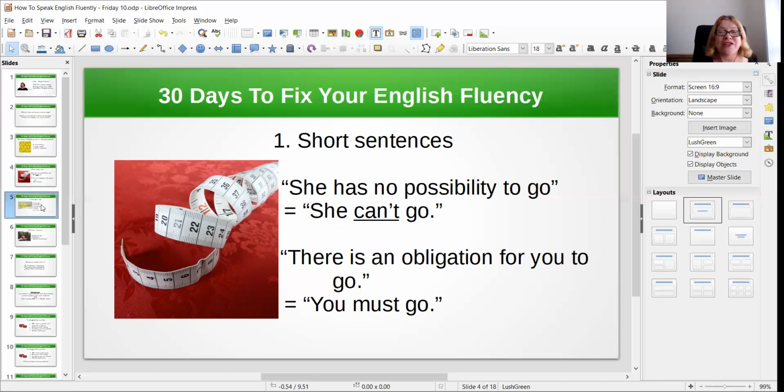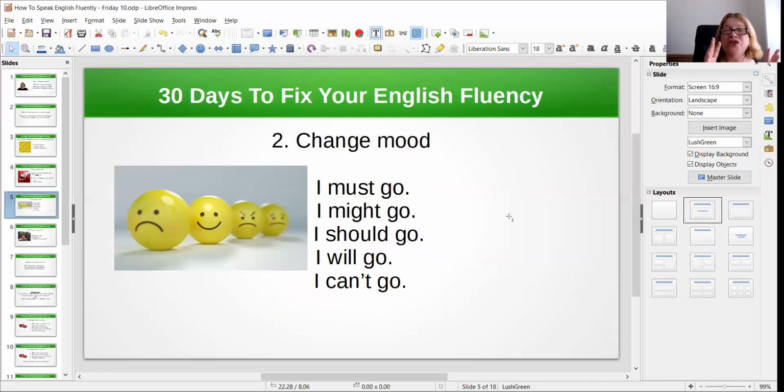Okay, the other thing they do, the second thing they do, is they change the mood of a sentence with just one word. So all these different ways of saying I go. I must go, an obligation. I might go, it's a possibility. I should go, it's a good idea for me to go. I will go, so this is something I've already decided, so it's a very strong possibility. I can't go, I'm not able to go. So you can see with just one word, you can change the entire meaning of a sentence.